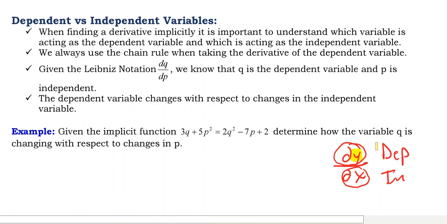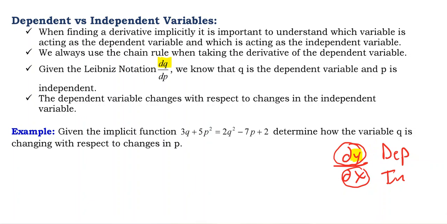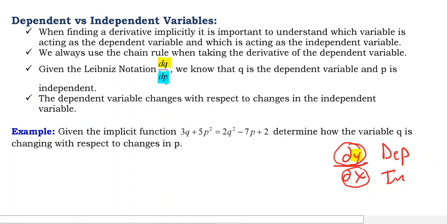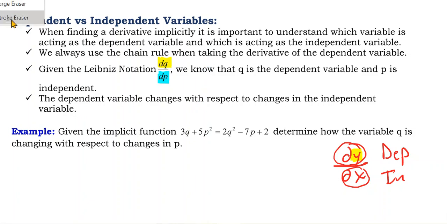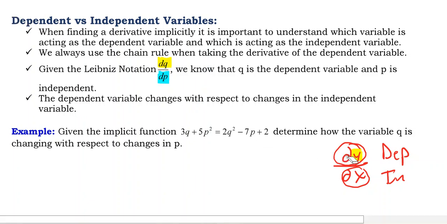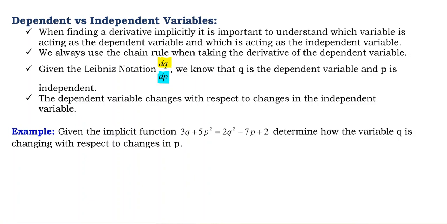Given the Leibniz notation dq/dp, we know that q is the dependent variable, as I just said, and p would be the independent variable. The dependent variable changes with respect to the independent variable. And that's how, from a word problem, you can often tell which one is which, because it tells you what is changing with respect to what. So let's take a look at this example.